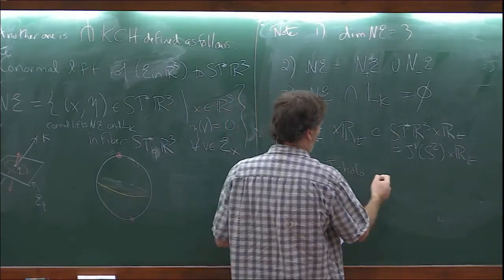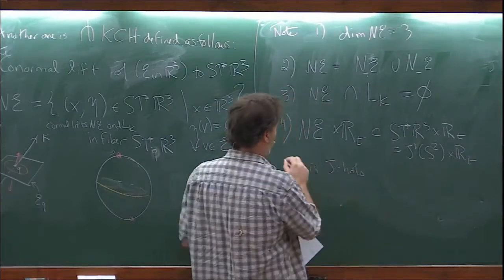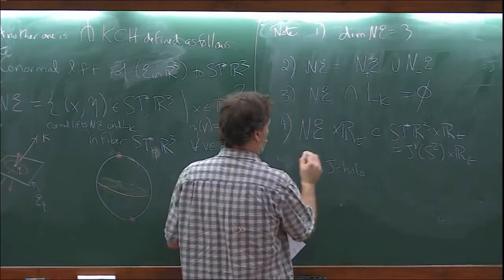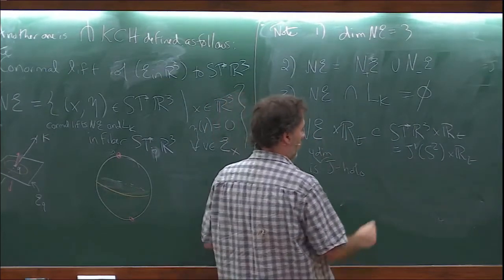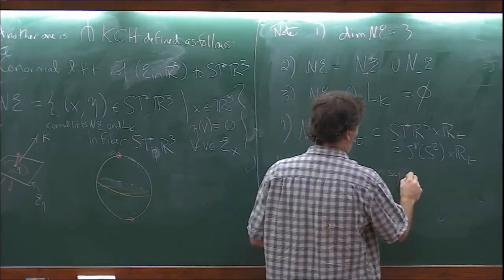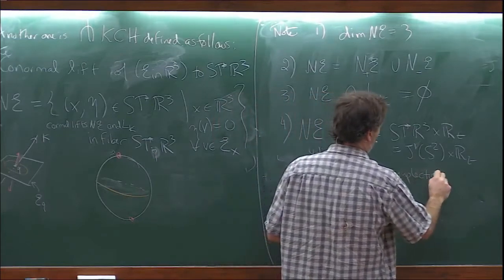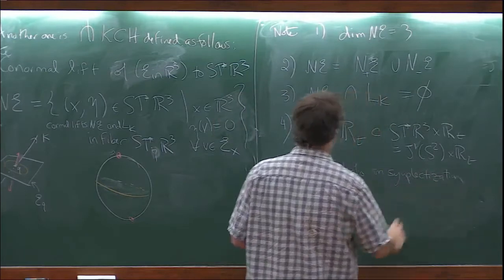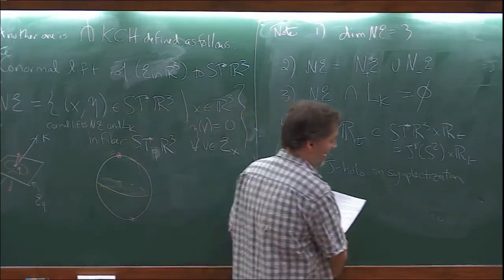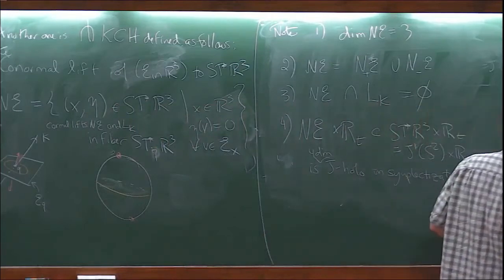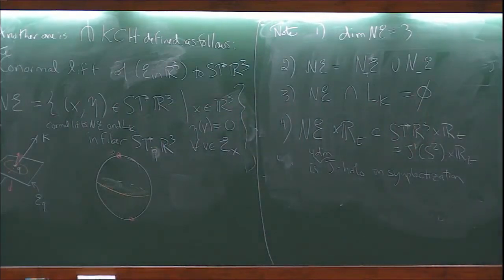J-holomorphic, four-dimensional, J-holomorphic in the symplectization, for one of the J's that we have to choose from when studying our moduli space of curves.